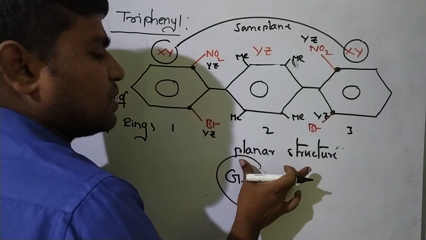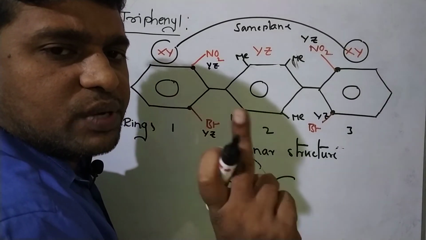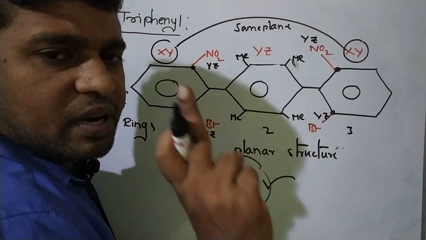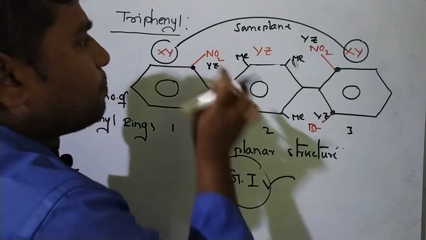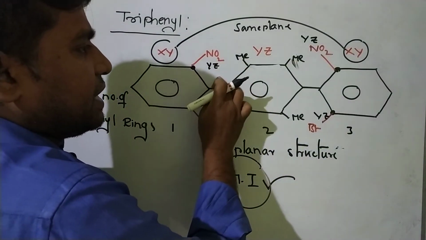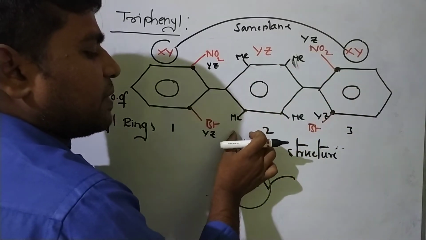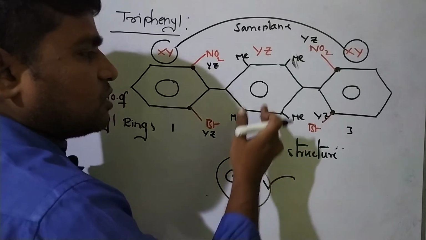The planar molecule definitely gives geometrical isomerism. I think you understood. So what am I telling? Polyphenyls with bulky groups in their ortho positions must show geometrical isomerism. Please note.